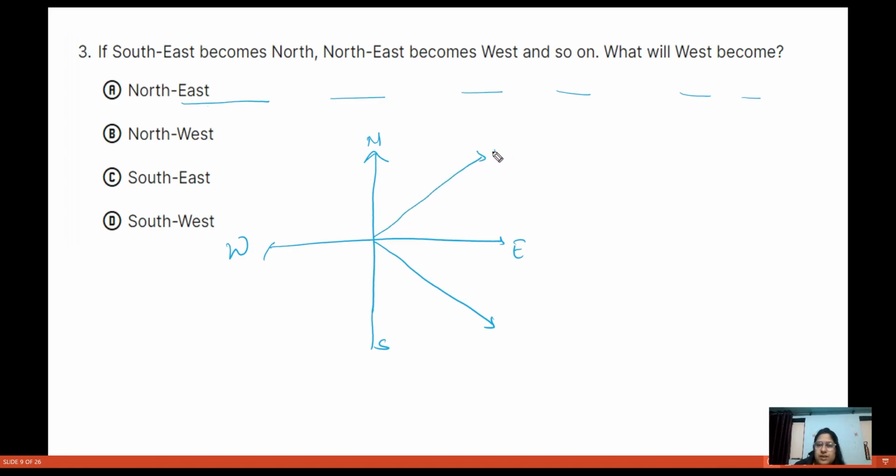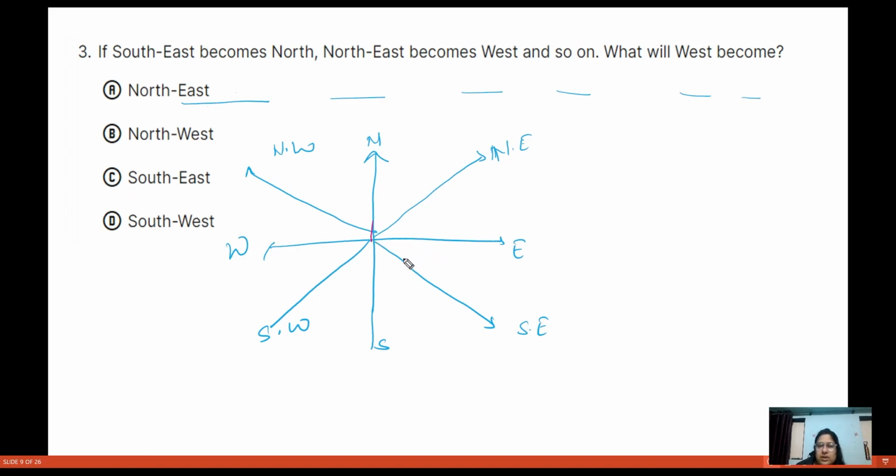Okay, so we have this northeast, we have this northwest, we have this southwest. Now it is saying if southeast becomes north. So this is southeast, now this is becoming north. Let me rotate and I'll tell you.